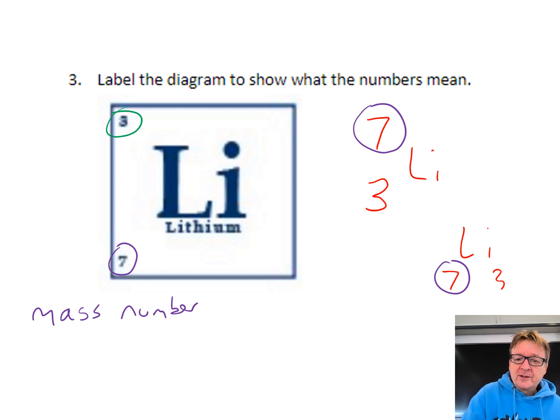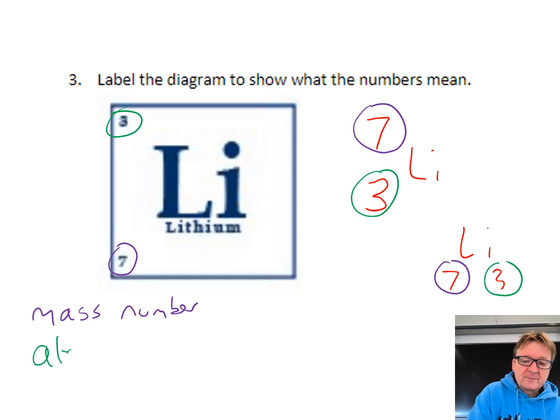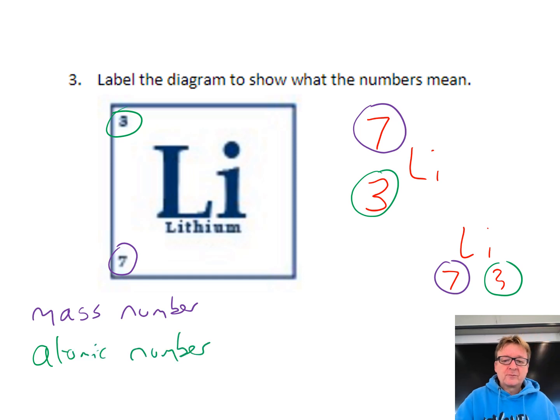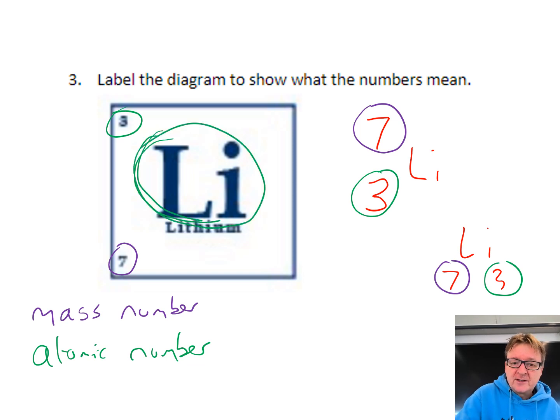The smaller number is the atomic number. Okay, then these all link in together. So if I just do, what colour should I do? Blue. Oh, click on the blue. I've done it in green. That is the symbol, and then that there is the name.